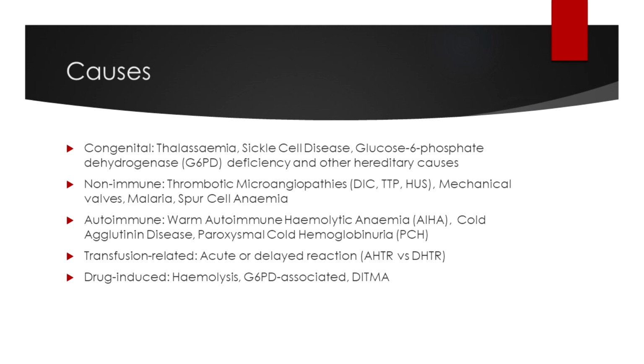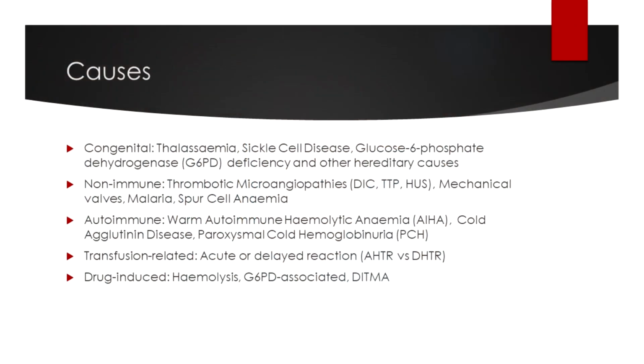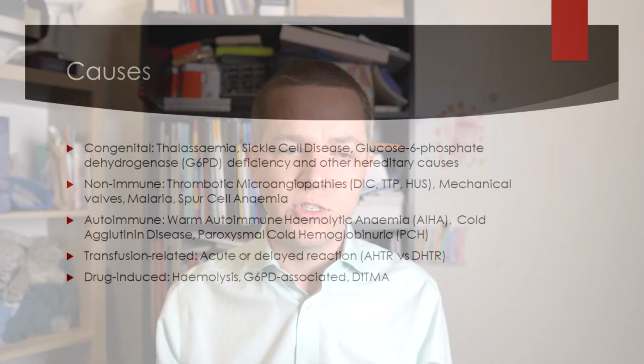Then there are transfusion-related hemolysis conditions, so these acute or delayed transfusion reactions. And then there's drug-induced hemolysis, which can be specific drug effects, or it can be G6PD related, or rarely it can be DITMA, which is drug-induced thrombotic microangiopathy, a much rarer condition, but a serious one nonetheless. So they're the causes that we think about when we are thinking about hemolysis.